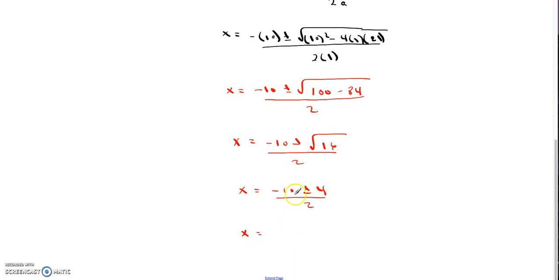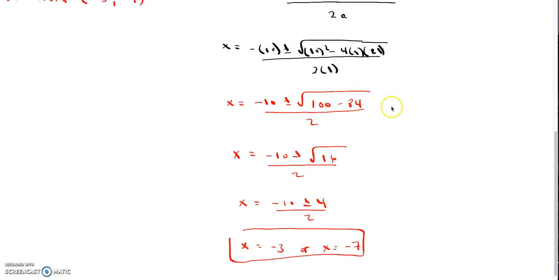And now we can get our intercepts. Negative 10 plus 4 is negative 6. Negative 6 divided by 2 is negative 3. Or x equals negative 10 minus 4 is negative 14, divided by 2 is negative 7. Okay? This is using the quadratic formula.